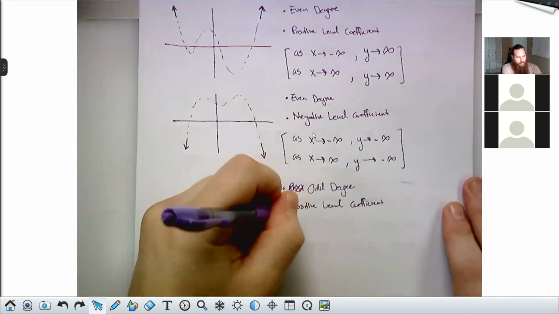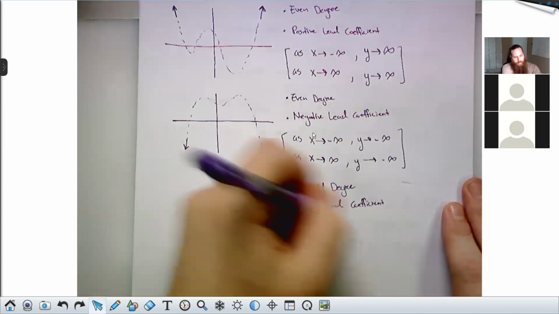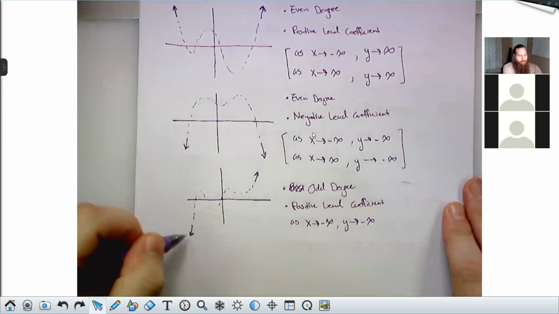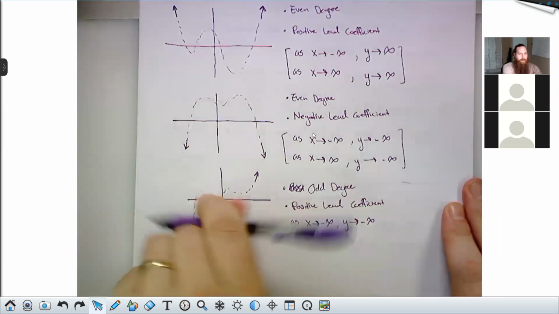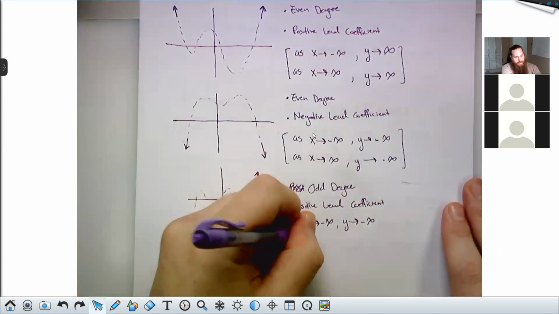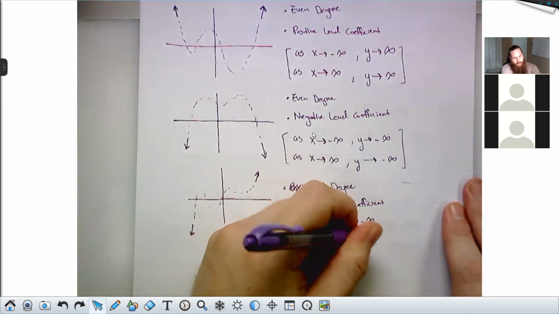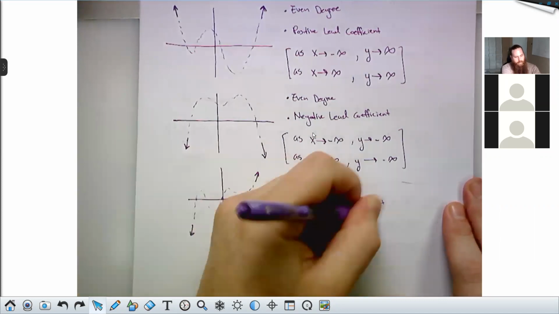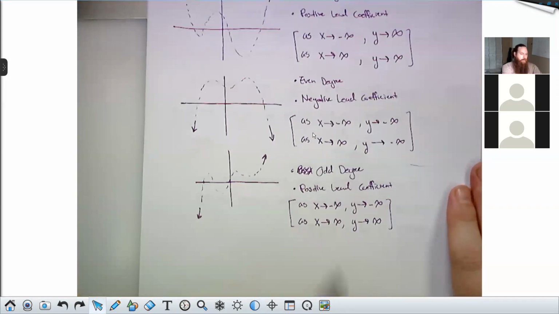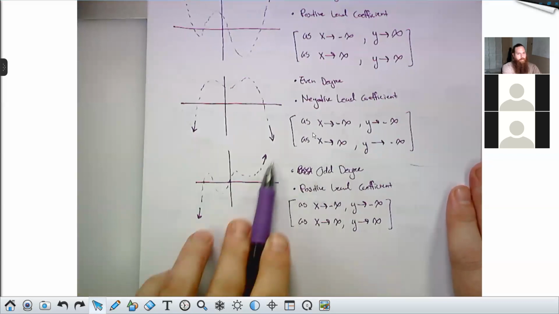The goes to notation here is as x goes to negative infinity, y goes to negative infinity. That's this arrow. As we wander really, really far out to the left, eventually we're going to go down. And as x goes to positive infinity, y goes to positive infinity. And every polynomial whose degree is odd and whose lead coefficient is positive will have arrows at the end like these.